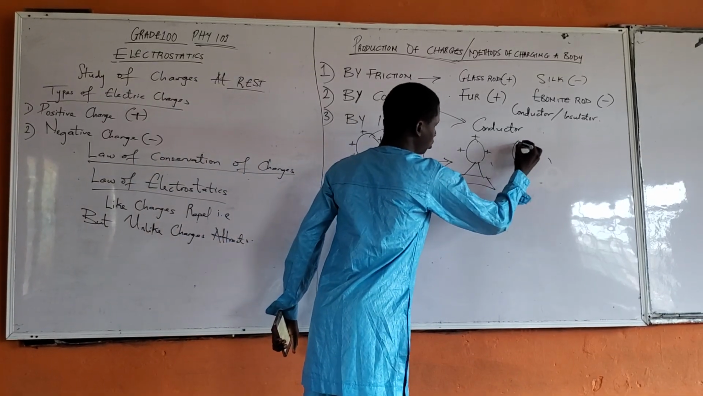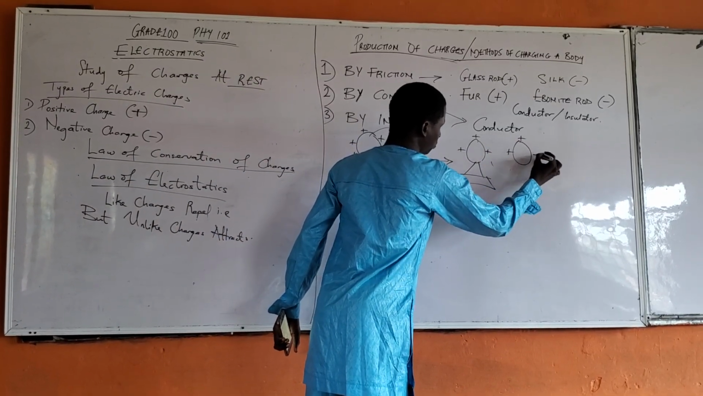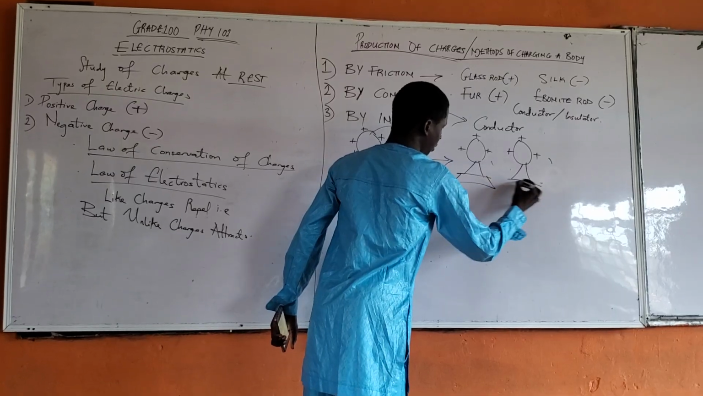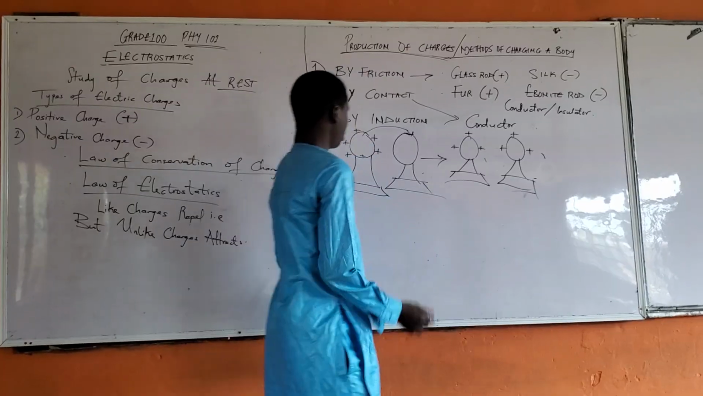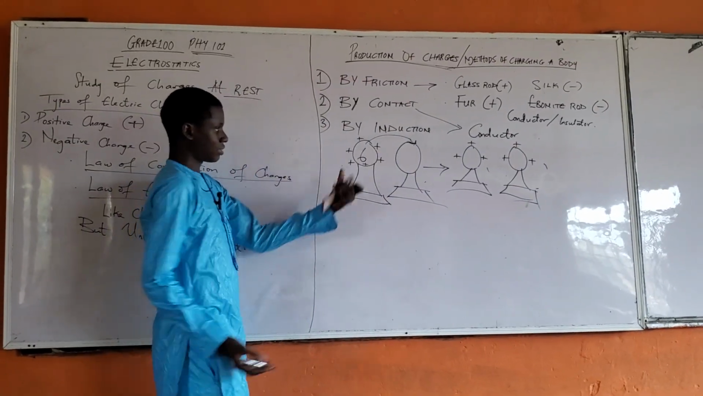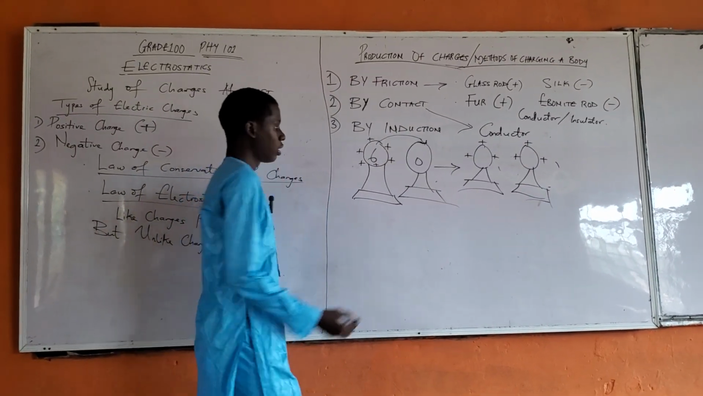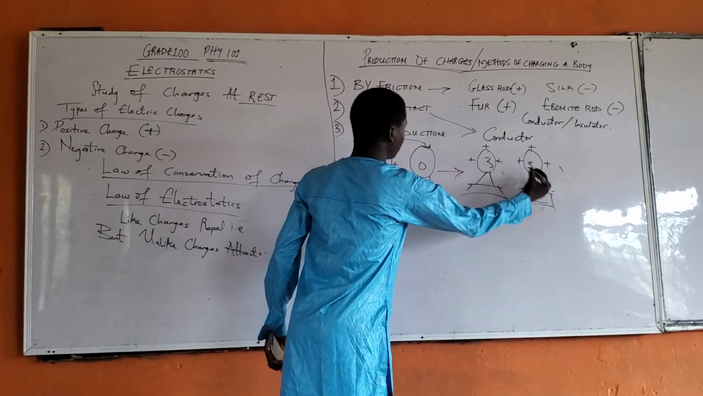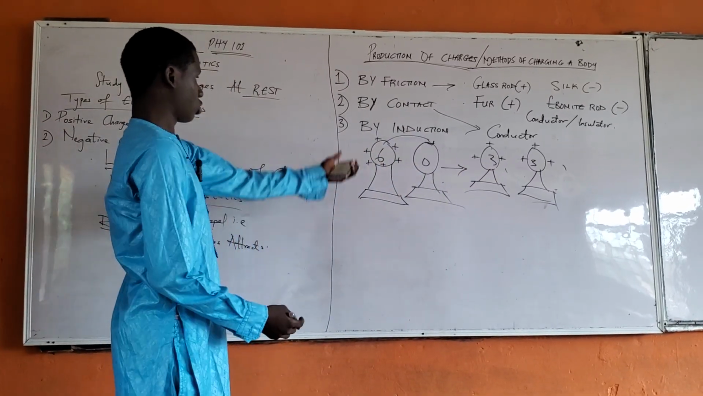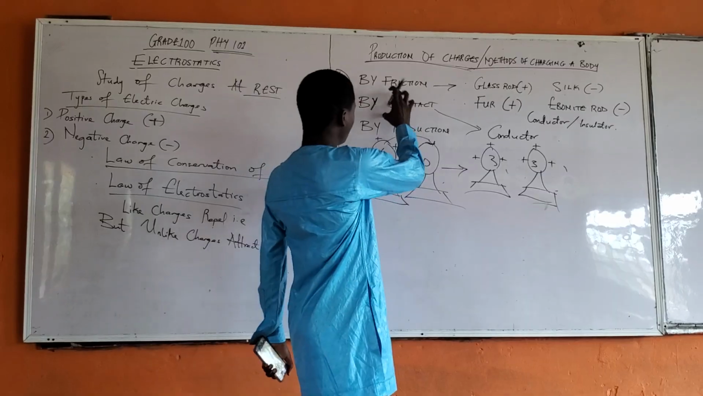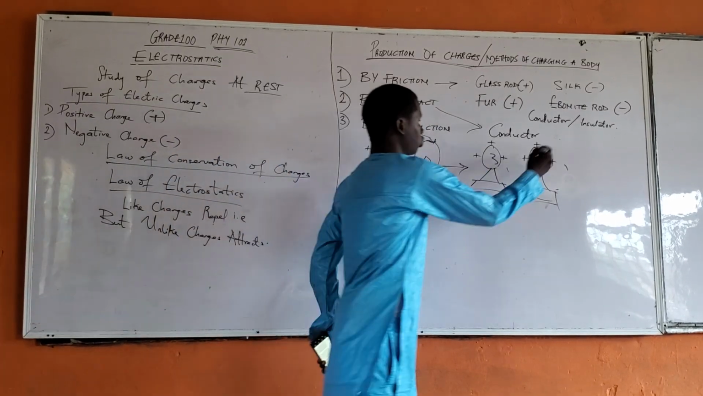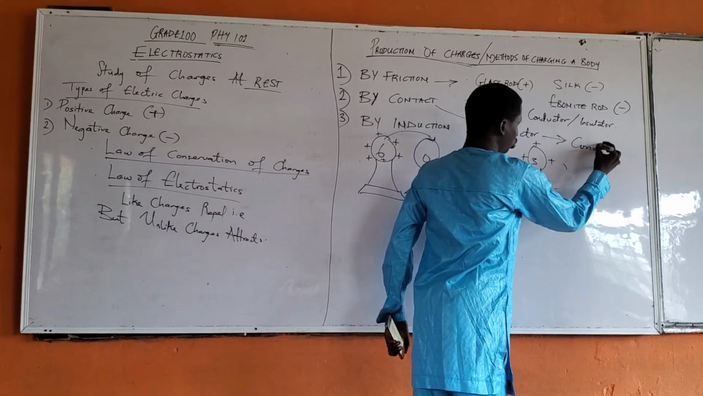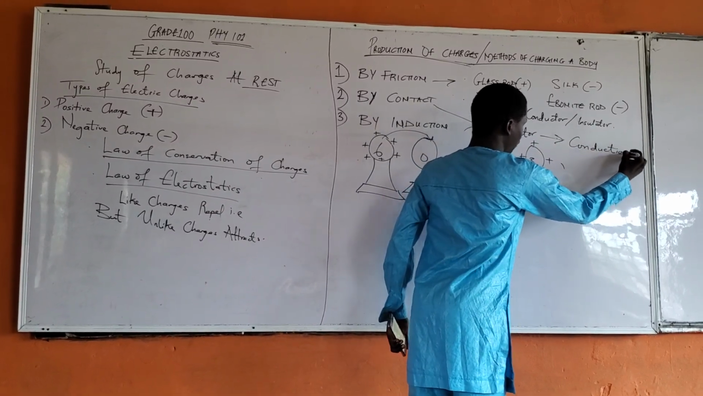And this one too will be plus, plus, plus. So we can now see that it's 3 and 3. At first it was 6, and this one was 0, neutral. Then after, you have 3 and 3. That's just the concept of charging by contact, and it's only used for conductors through the process called conduction, the transfer of charges through the conductor.